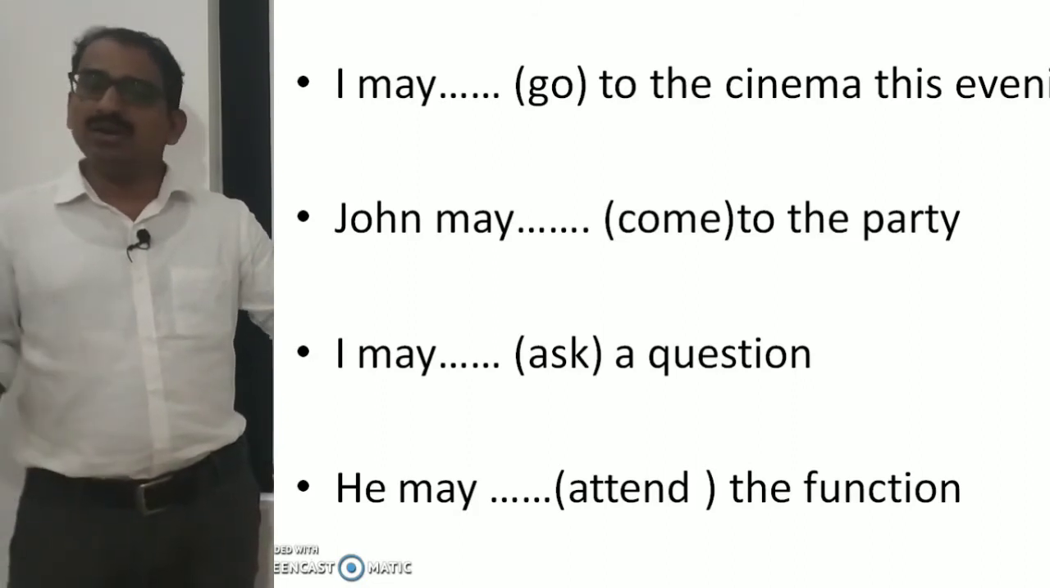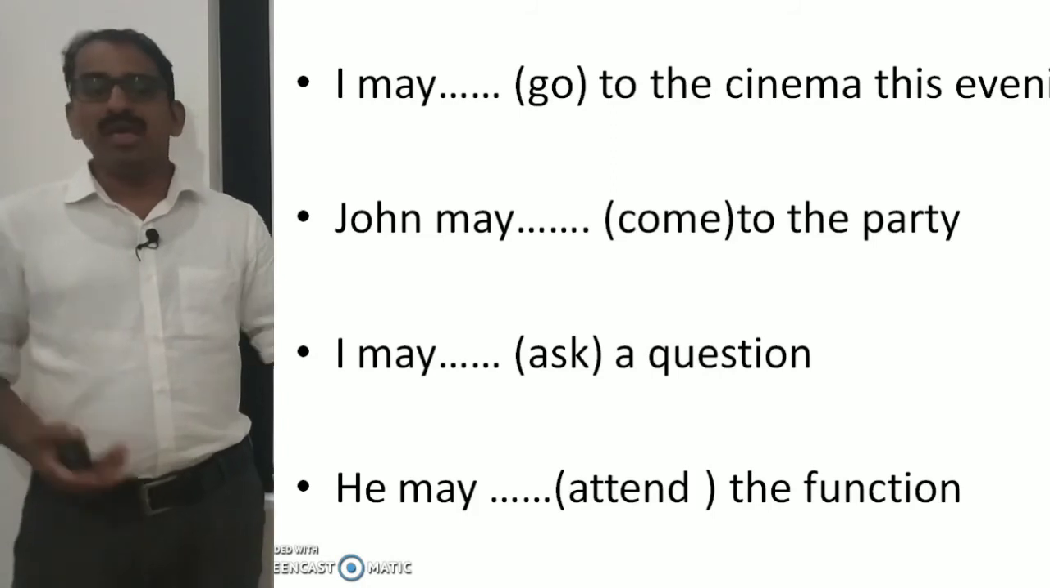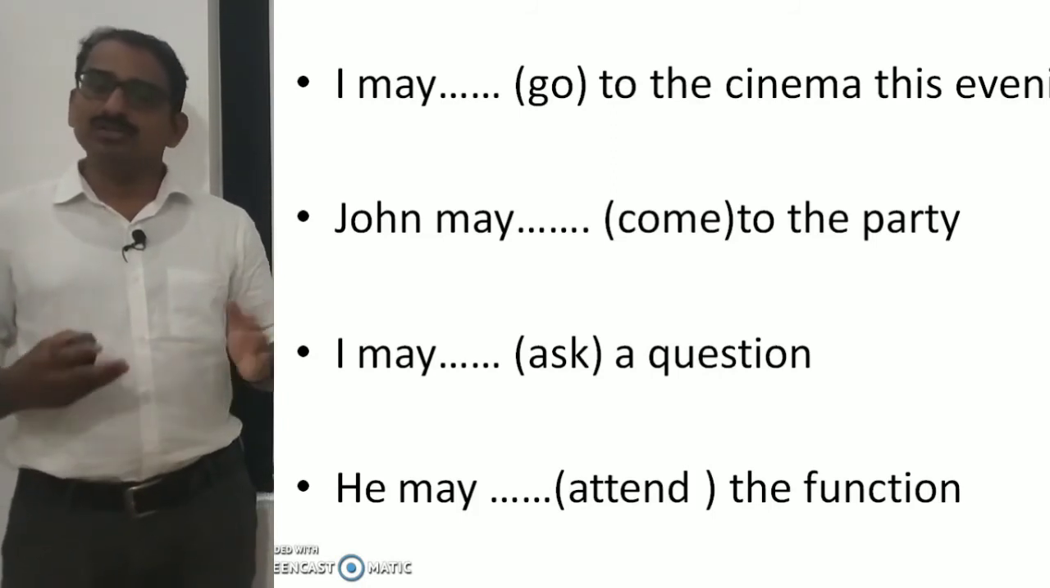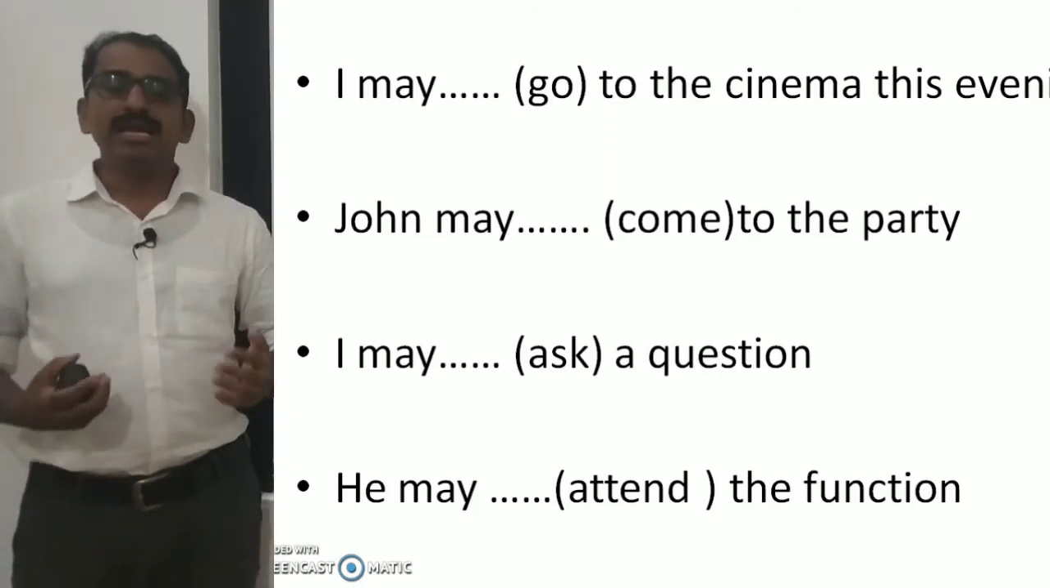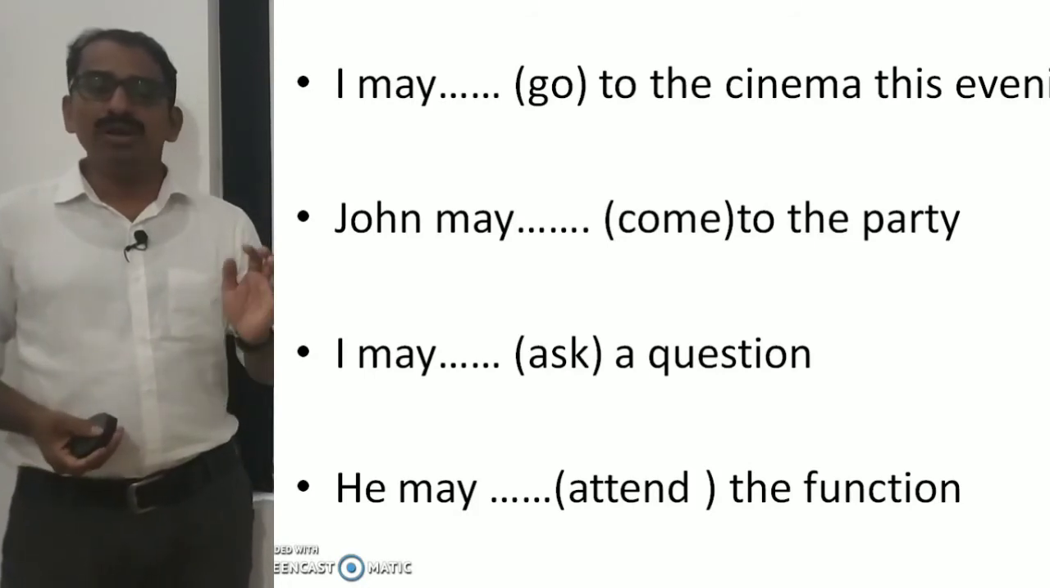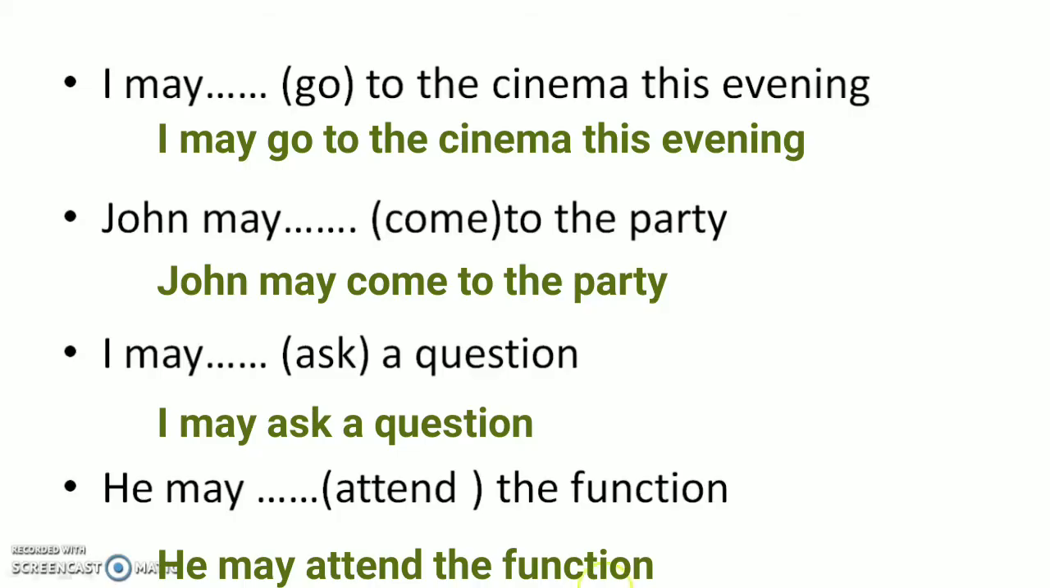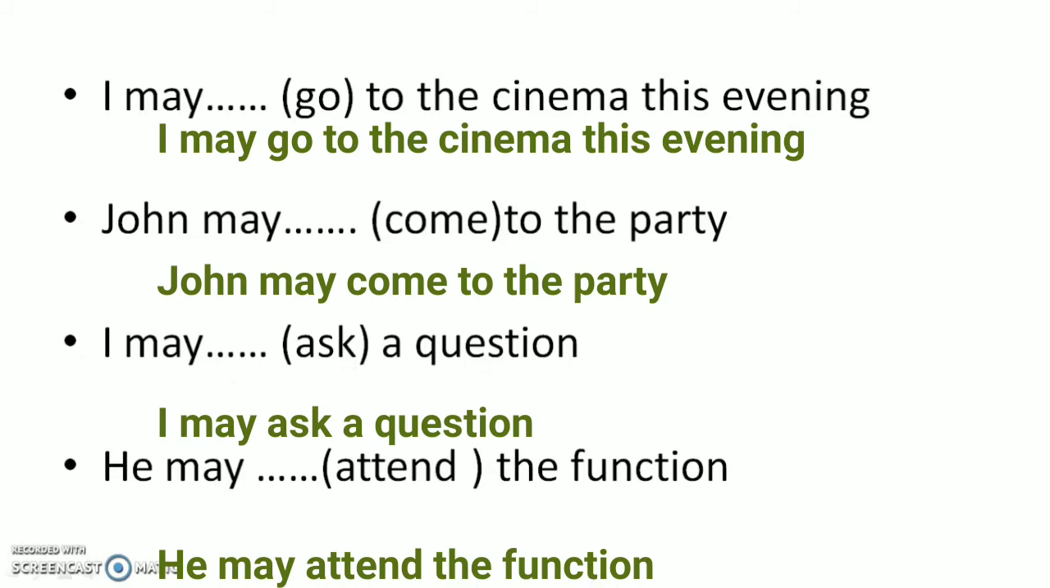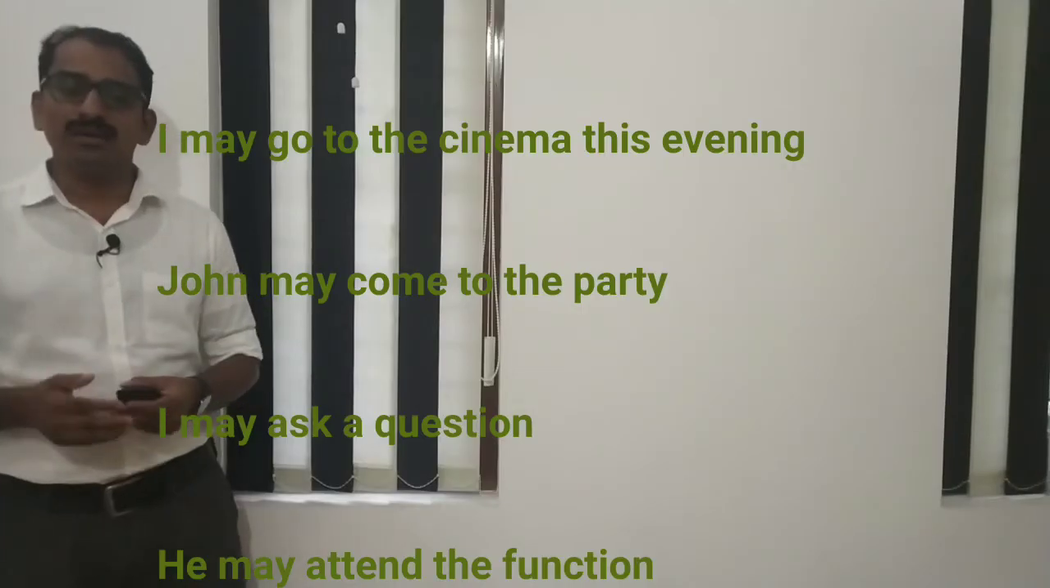അവൻ ഈ പാർട്ടിയിലേക്ക് വരാൻ സാധ്യതയുണ്ട്, വന്നേക്കാം. I may ask a question. ഞാനൊരു ചോദ്യം ചോദിക്കാം. Then he may attend the function. How will be the answer? I may go to the cinema this evening. John may come to the party. John വന്നേക്കാം. I may ask a question. ഞാനൊരു ചോദ്യം ചോദിക്കാം. He may attend the function. അവൻ ആ പരിപാടിയിൽ പങ്കെടുത്തേക്കാം.